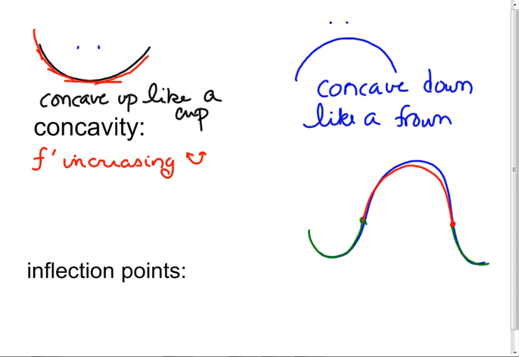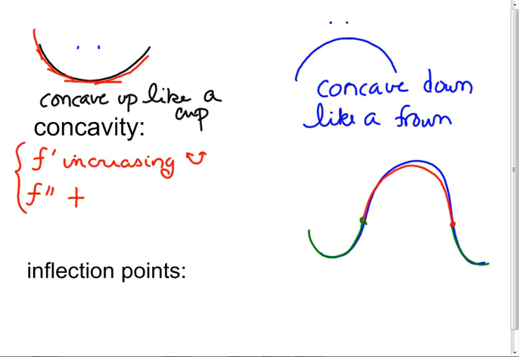I always draw the picture, because they're going to ask you to find where the concavity is, so you can draw pictures. If f prime is increasing, what's true about the second derivative? What's true about the slopes here? If they're increasing, then f double prime is positive. So when you justify your answers, you may use either one.